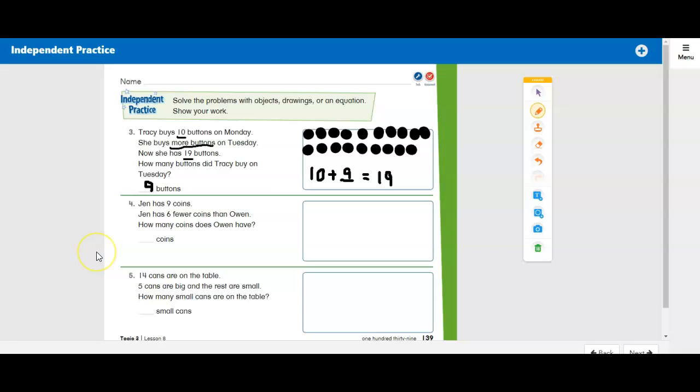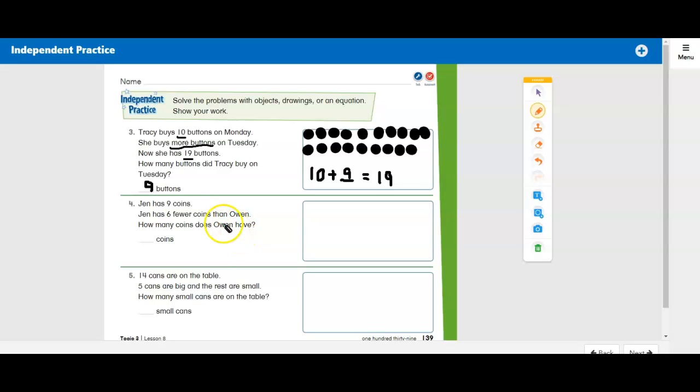So since these are pretty big word problems, Mrs. Collier is going to read the word problem for you. Then I want you to pause the video to show your work. So number 4 says Jen has 9 coins. Jen has 6 fewer coins than Owen. How many coins does Owen have?